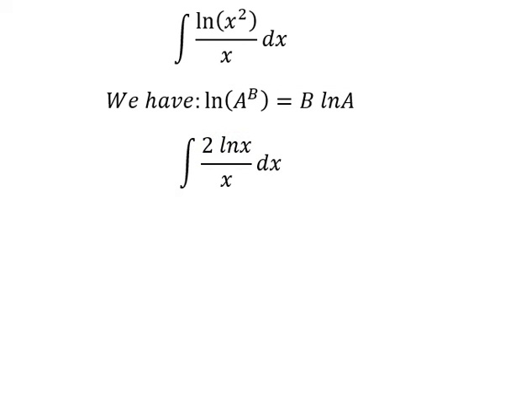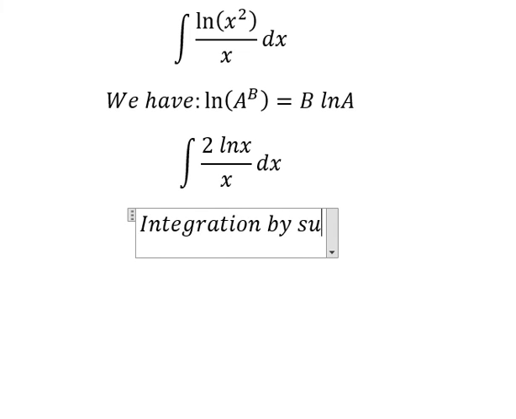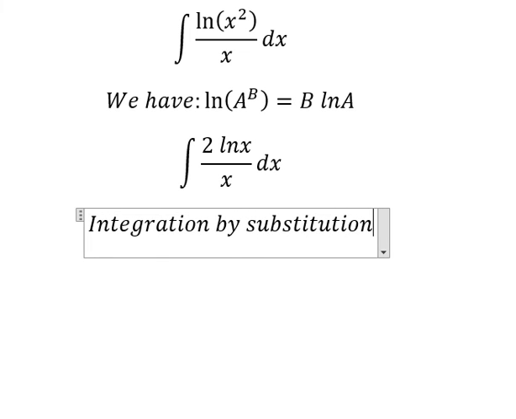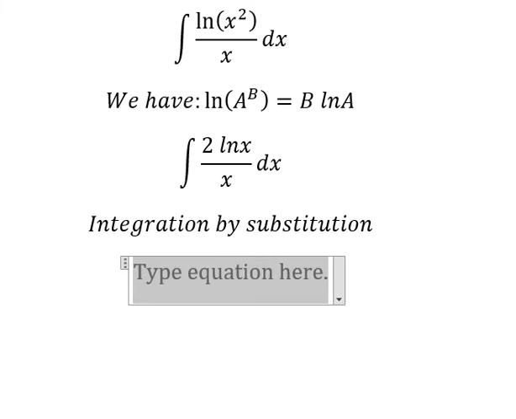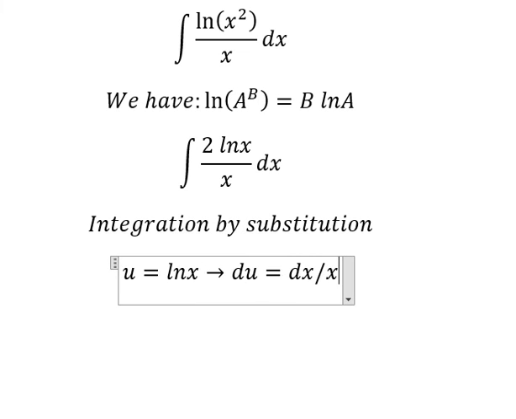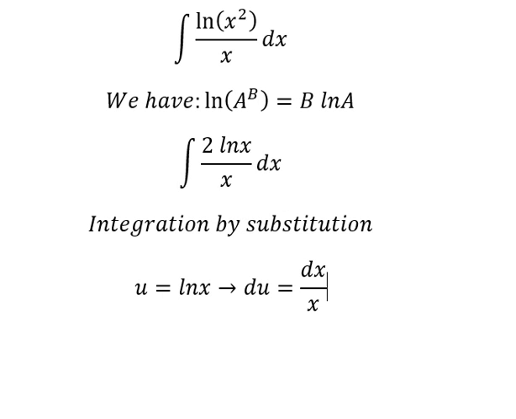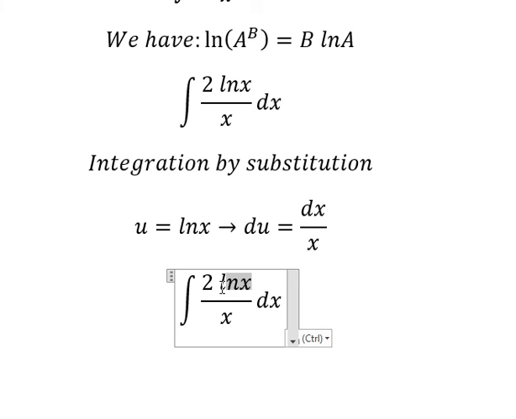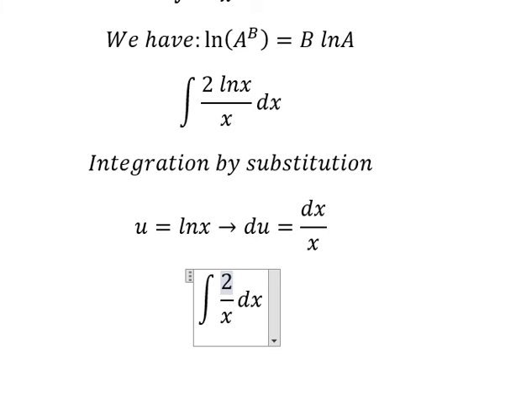Next, we need to use integration by substitution. So I will put u equals ln s. If I do the first derivative for both sides, you get du equals 1 over s ds. This one we change by du. The 1 over s ds we change by du.